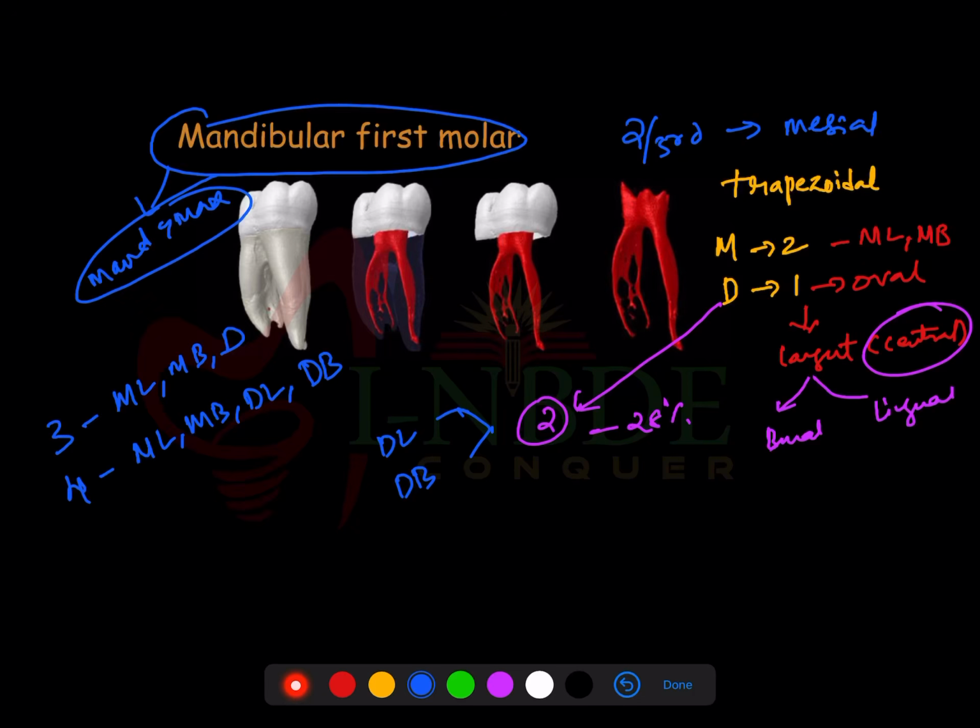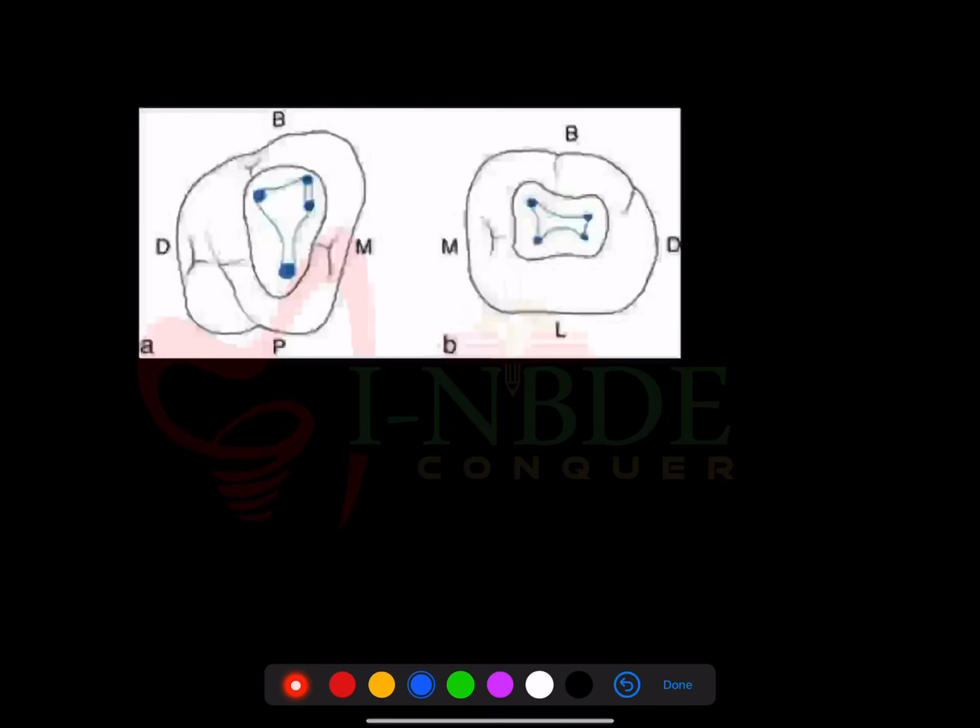Make a note: care should be taken because these mandibular molars are more prone to lingual perforation. You do more lingual perforations in these mandibular molars, so you have to take utmost care to avoid that. That is an important thing to note. This is the difference between the maxillary and the mandibular. You can see this is a maxillary molar. Regularly you will see this is a palatal.